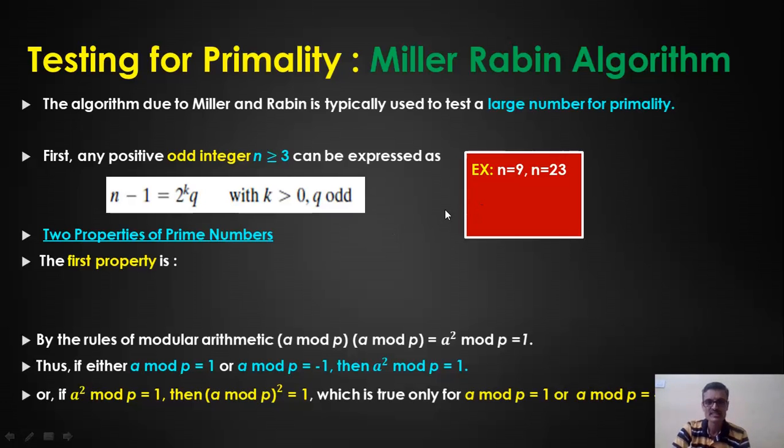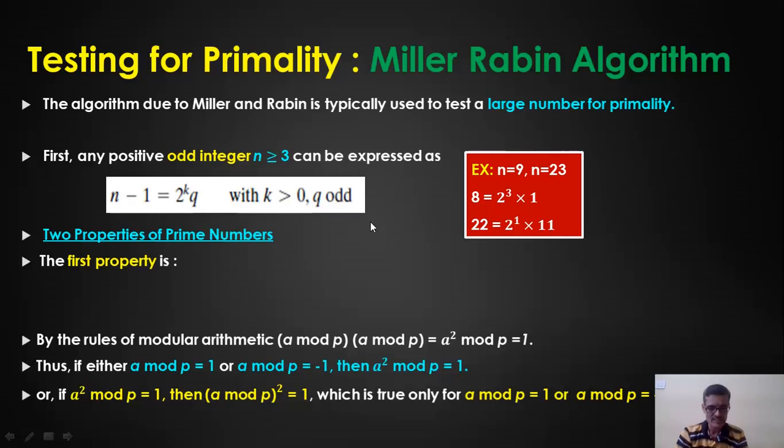How to represent 9? 9 minus 1 is 8, right? That is 2 to the power 3 into 1, correct? So 8 can be represented as 2 to the power 3 into 1, where 3 is k and 1 is an odd number. What about 23? 23 minus 1 is 22, that is 2 to the power 1 into 11. 11 is an odd integer, right? 2 to the power 1, so the value of k is 1 in this case. So any odd integer can be represented in this fashion. I need this representation when I go to the Miller Rabin algorithm.